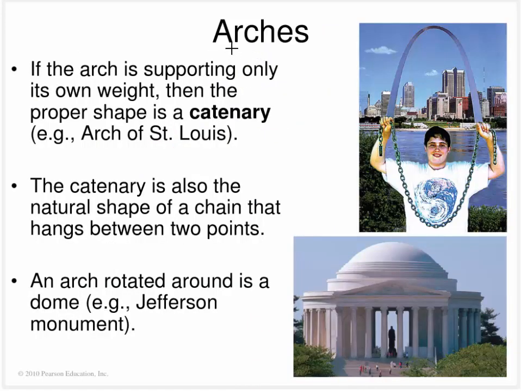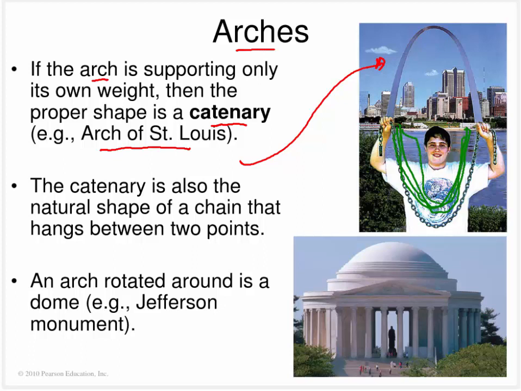One special type of arch, just getting some jargon out of the way, is called a catenary, and that's just an arch that supports its own weight. For example, the Arch of St. Louis right over here. My dad and I drove by that once. The funny thing is the shape of a catenary is the exact same shape as a chain that's being held upside down. So you can see this guy right here, actually the author's son, holding this shape right there, and that looks exactly like this catenary in reverse. So it's the natural shape of a chain that hangs between two points.